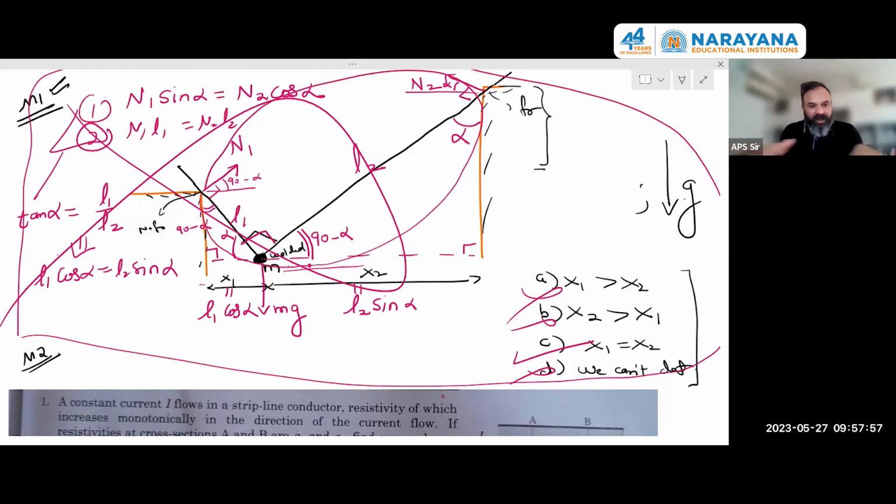And if I draw a tangent there, that is a horizontal line. That is only possible. And center is exactly at the middle. So when the center will be exactly at the middle, the distance this and this is equal. So this equal. So x1, x2 equal, we are done. The C option is correct.